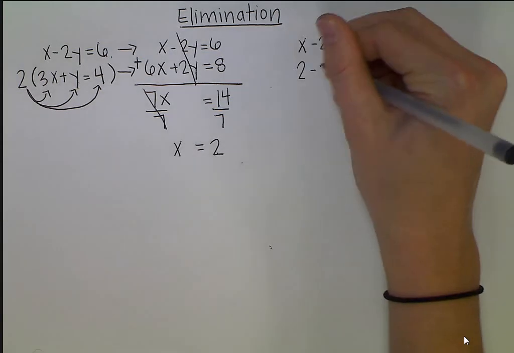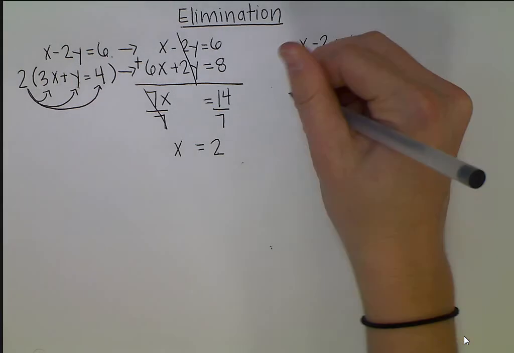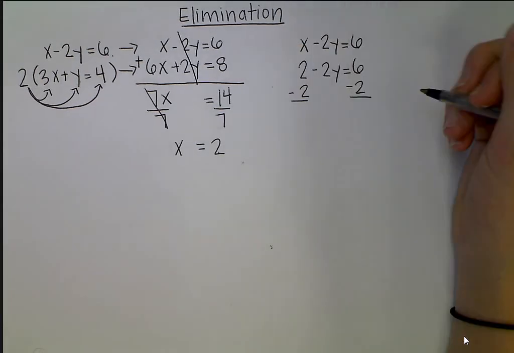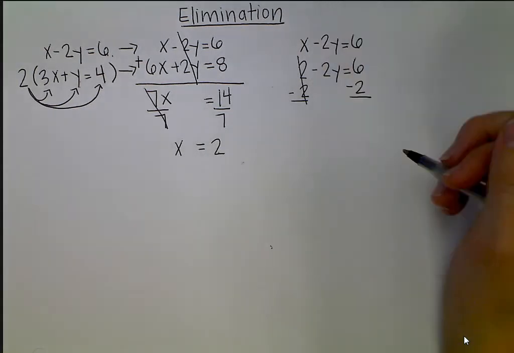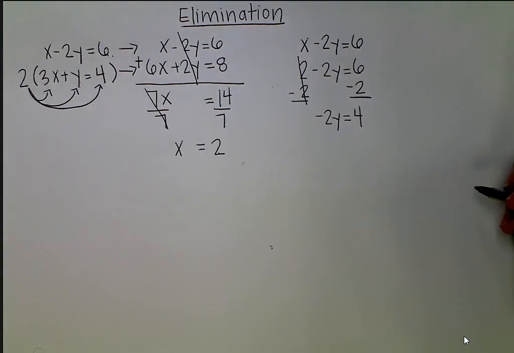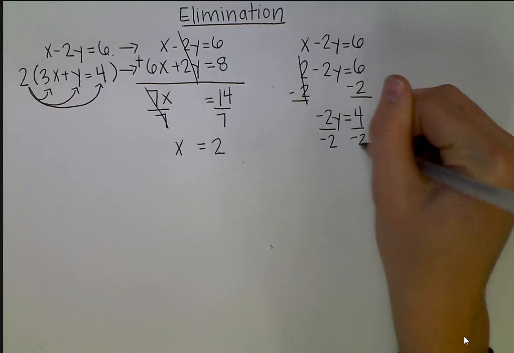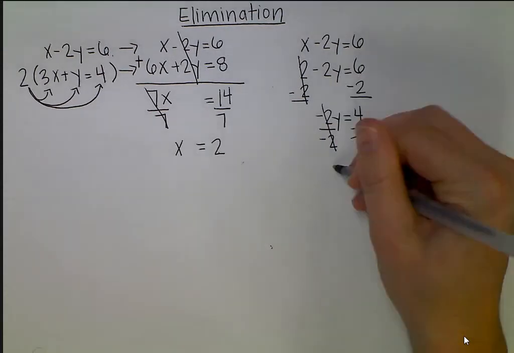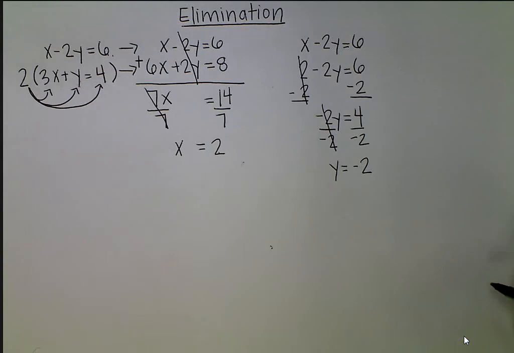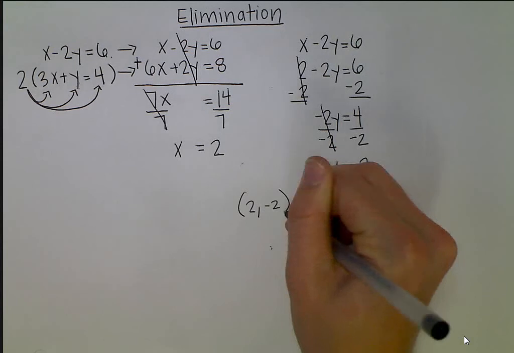and solve for y. Subtract 2 from both sides. My 2's will cancel out. And I'm left with negative 2y equals 4. Solve for y by dividing both sides by negative 2. So y equals negative 2. The ordered pair is x equals 2 and y equals negative 2. If the lines were graphed, the point of intersection would be 2, negative 2.